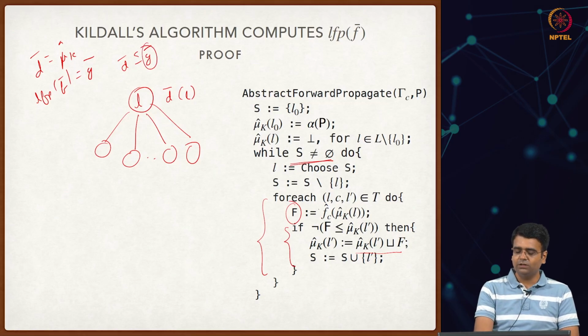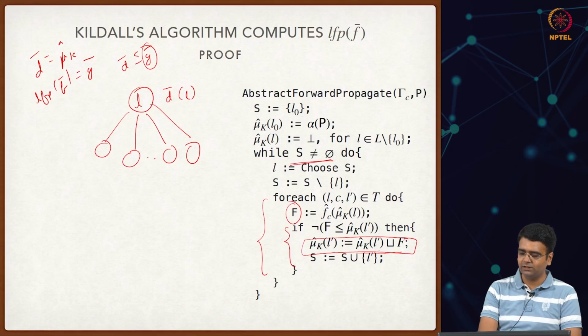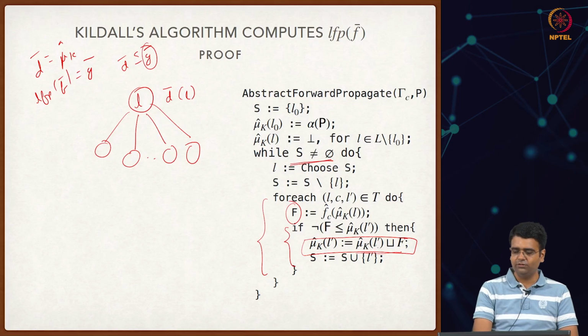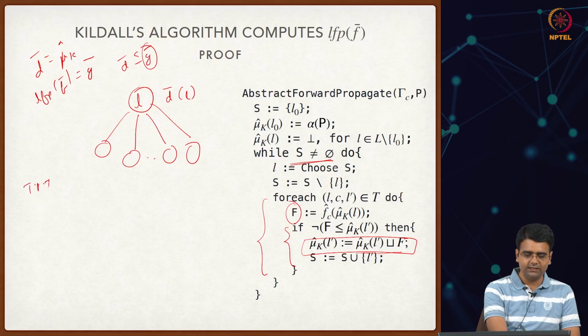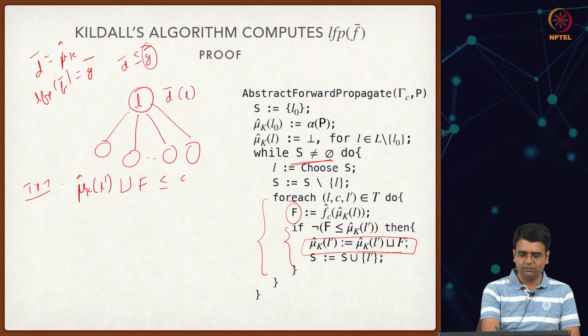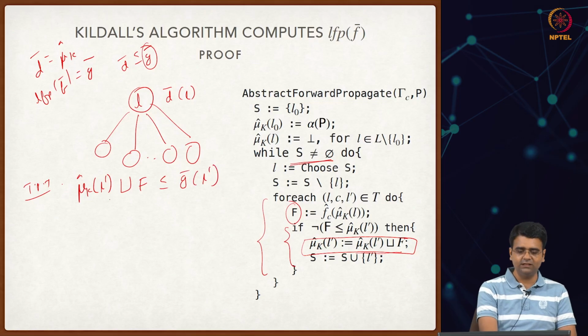So we only have to worry if we do enter this if block, and this particular statement is executed, which means that the value of mu hat k changes. But how does it change? This new value of mu hat k at the location L prime is the least upper bound of two values, the original value and the value f. So essentially what we need to show is that this new value, which is mu hat k at location L prime joined with f, is less than or equal to g bar at the location L prime. If we can show this, then we are done, because this is the new value of mu hat k at the location L prime.